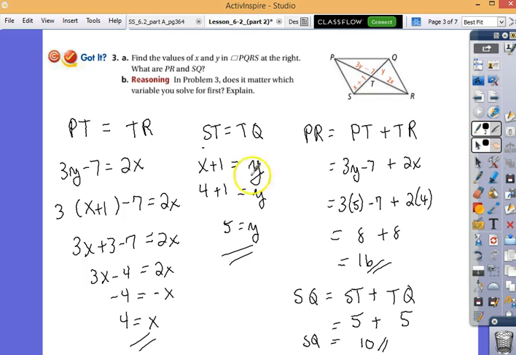Does anybody have any questions about what I did or how I got what I got? Or why I used substitution? Would it have been wrong to solve for x and say x is equal to y minus 1 and plug it in a little bit differently? Nope, you'll still get the same answer.